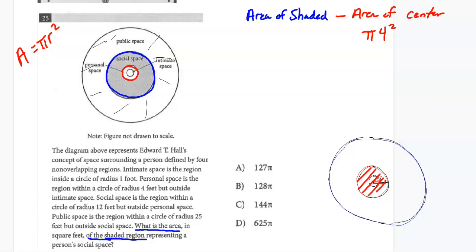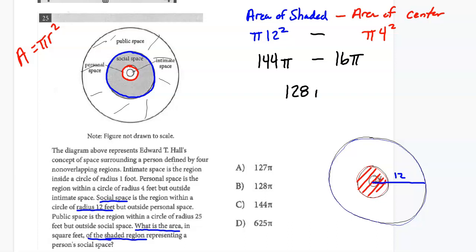And now we have to figure out what is the radius of the blue circle. Well, the blue circle is social space. Social space has a radius of 12. So that's the blue circle, pi times 12 squared. All right, so we do the shaded area minus the center area that's white that we don't want. And that shakes out to be 144 pi take away 16 pi. And I can treat pi as a variable and just subtract these coefficients. So that'd be 128 pi. So the correct answer there is B.